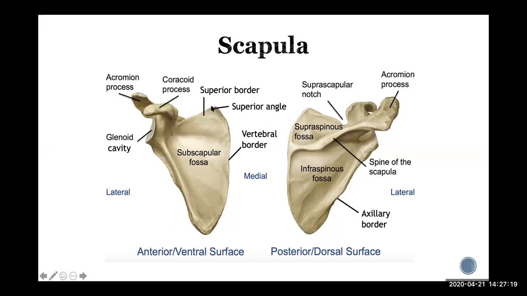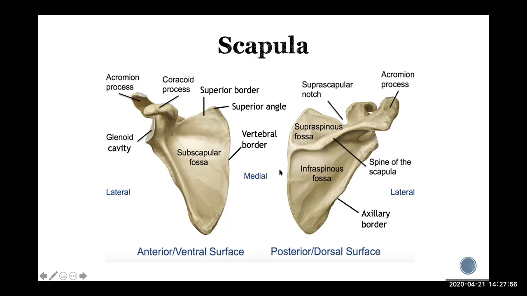And the superior angle is the angle that is at the top. Okay, so this is the superior angle from this view. This is the superior angle from this view. Superior border, vertebral border, vertebral border, axillary border, axillary border. I didn't want to put these all twice on everything because it was quite busy enough, if you ask me, but these borders are of course on both scapulae and can be viewed from both angles.